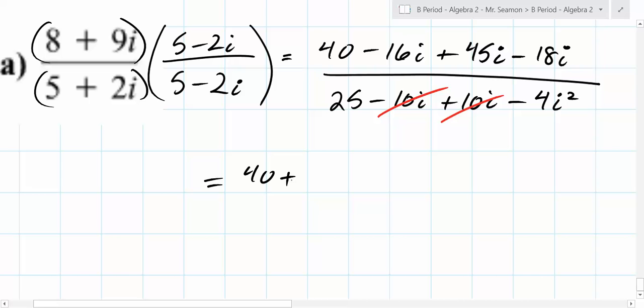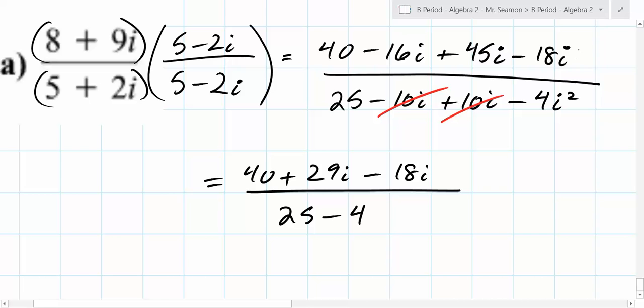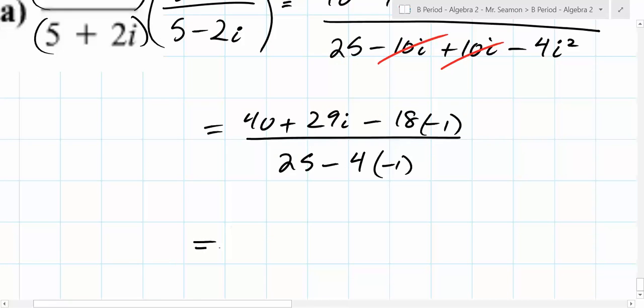What's on top? 40 plus, what's 45 minus 16? 29i, right? Minus 18i squared, all over 25 minus 4i squared. I'll do it in steps; I don't want to skip at this point. But what is i squared? Negative 1. So I can replace the i squared with negative 1. What does the top become? 40 plus 18 is 58 plus 29i.